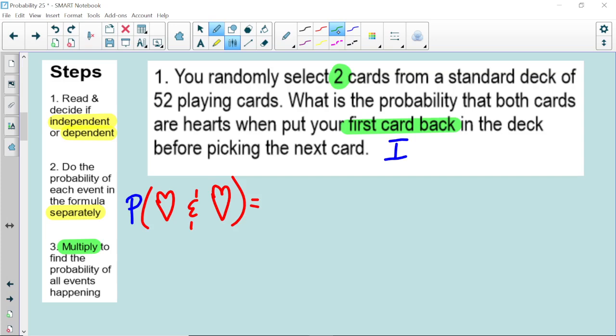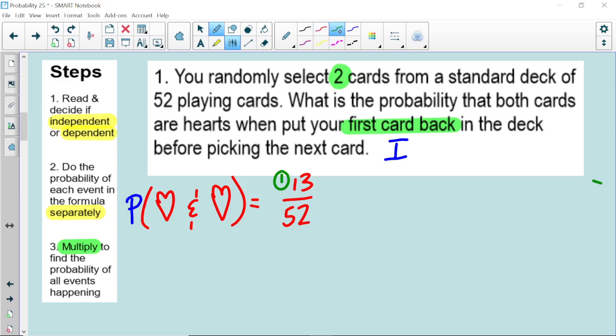So let's start with this first event, the first heart. So let's think about our standard deck of cards. How many hearts are in a standard deck of cards? 13, yeah. So 13 hearts you could get out of how many possible cards? 52. So 13 over 52 is our first event.